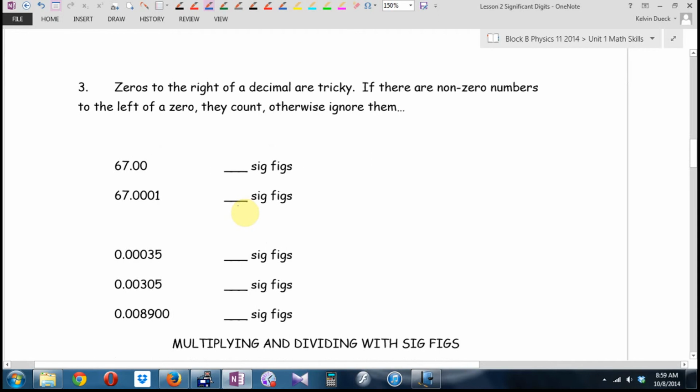Zeros to the right of a decimal are tricky. If there are non-zero numbers to the left of a zero, they count, otherwise ignore them. Say, what? It's easier to show you the pattern. 67.004. 67.0001. 6. I can't count.